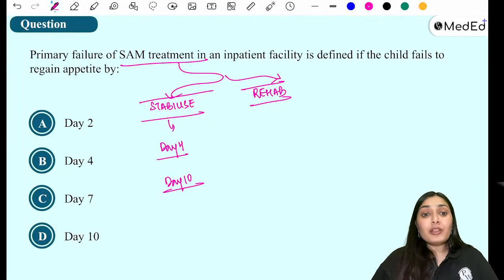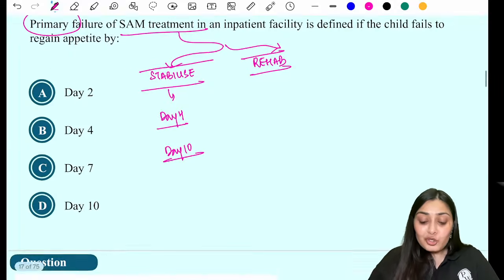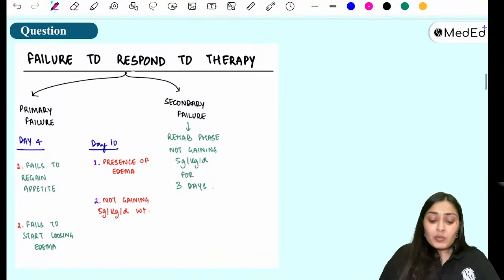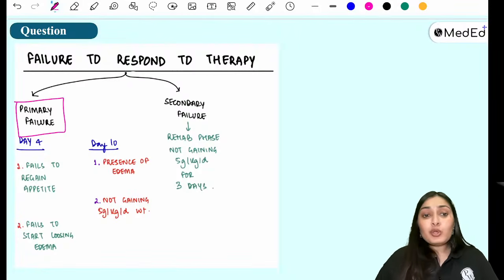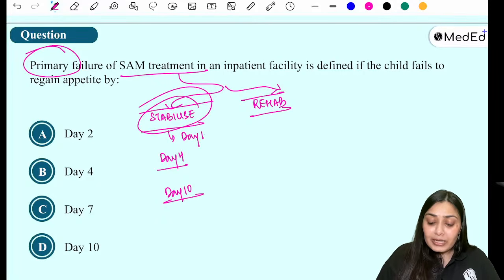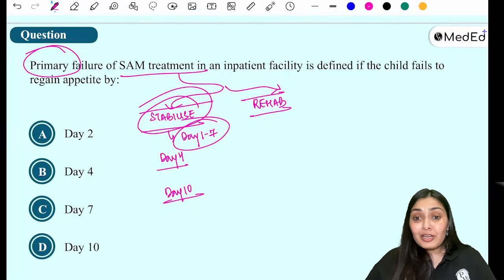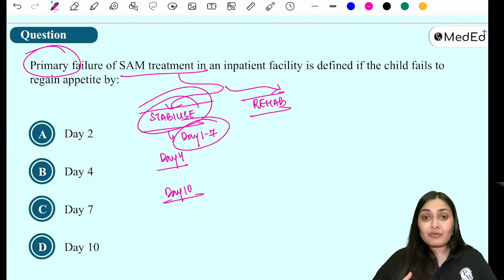So when do we call failure to respond to therapy? We have something that is known as primary failure and something that is known as secondary failure. So let's understand these two. So what is primary failure? I told you the initial phase is the stabilization phase. This is for the first week, day 1 to day 7, right? So if the child is not responding in this phase only, then this is primary failure. And what is secondary failure? When the child went through the stabilization phase, went into the rehabilitation phase, and now the child is not gaining weight, this is secondary failure, right?